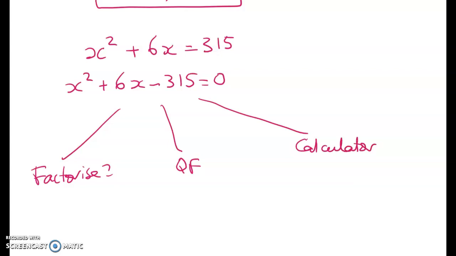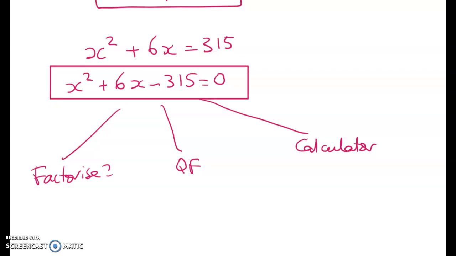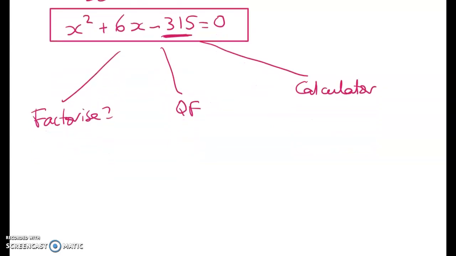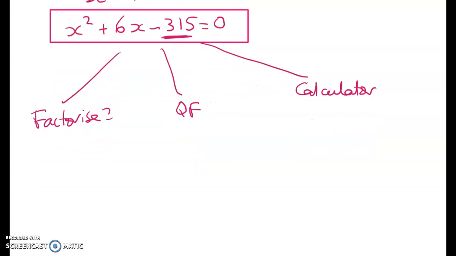So in this case, I'm going to do this one with factorization, just to give us a bit more practice at that. And I want to do that so that I show you how to factorize when you've got quite a big constant term here. So we've got to look for 2 numbers that have got a gap of 6 and multiply to 315.